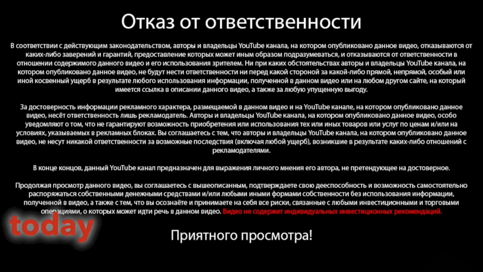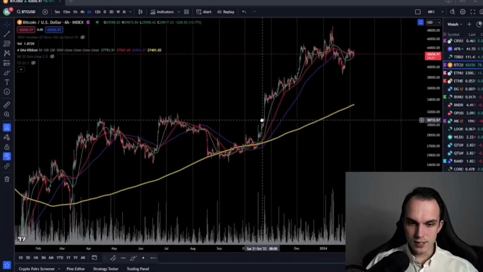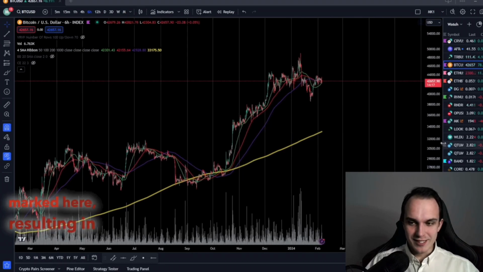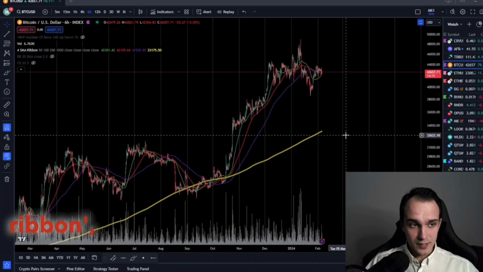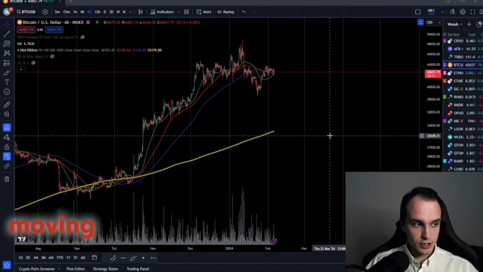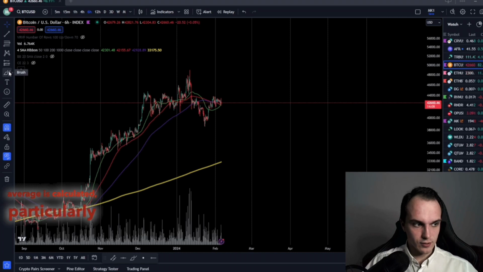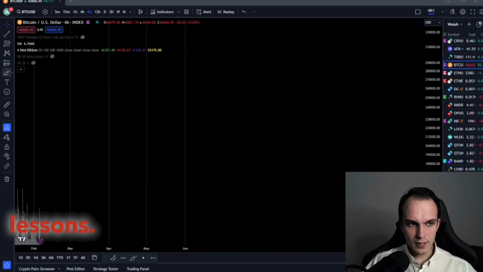Hello everyone, today we will discuss moving averages. Moving averages are these lines marked here, resulting in an indicator called Forex ribbon, which is actually a band of simple moving averages. Let's look at how a moving average is calculated, particularly for those who missed their math lessons.